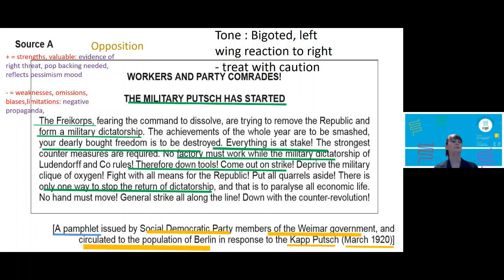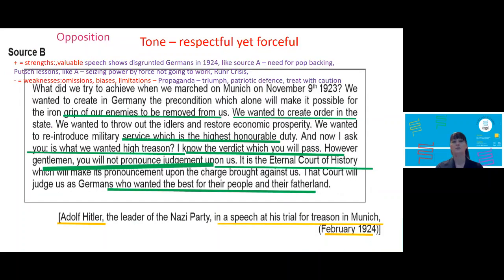So what I tell my students to do is to do a plus and minus. The plus, you look at the strengths and how valuable they are. And for the minuses, you would look for any weaknesses or any omissions, anything that's been left out, any biases or perhaps some limitations. So with this particular source, OK, this is the pamphlet. The strengths are that it is evidence of the right threat, that there is popular backing needed, and it reflects the pessimistic mood of things. The weakness would be that it is obviously propaganda, it's negative propaganda coming from them. So we'd need to bear that in mind when we do the writing up of how reliable the source is.